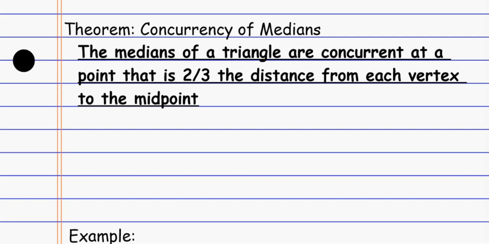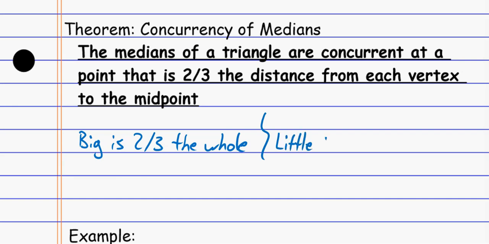The 2/3, that's the larger portion. So I'm going to call it the big piece and the little piece, to make it really easy. The big piece is 2/3 the whole thing. But then we could also think of it this way: the little piece is 1/3 the whole thing. That's one way to think about it.